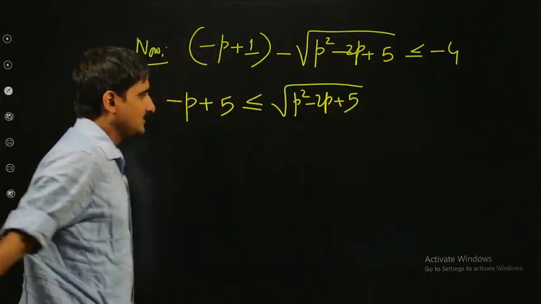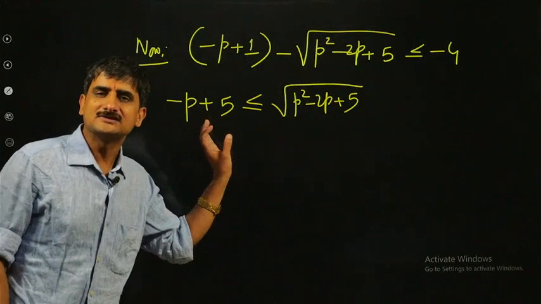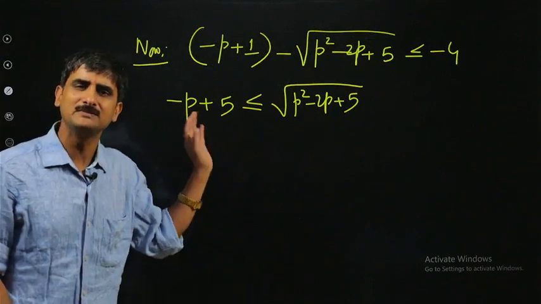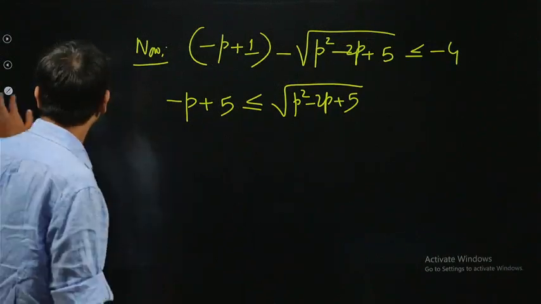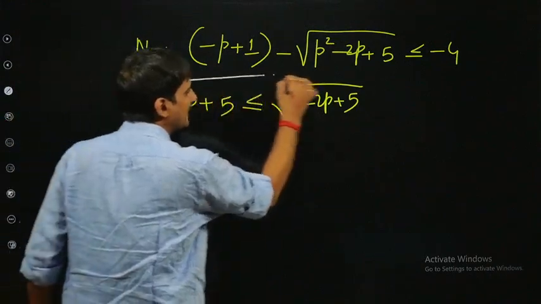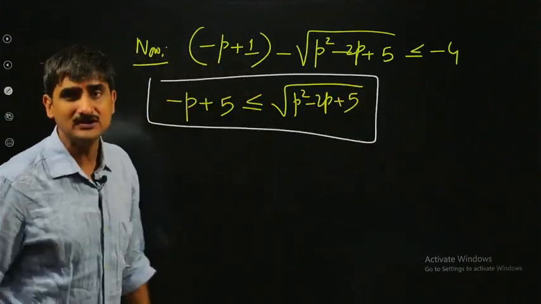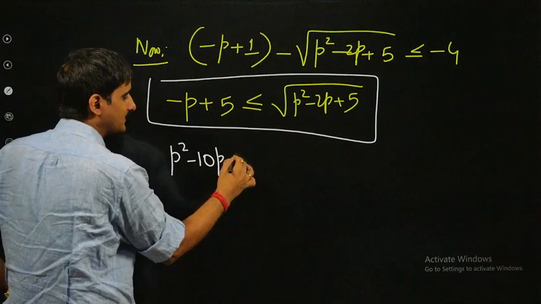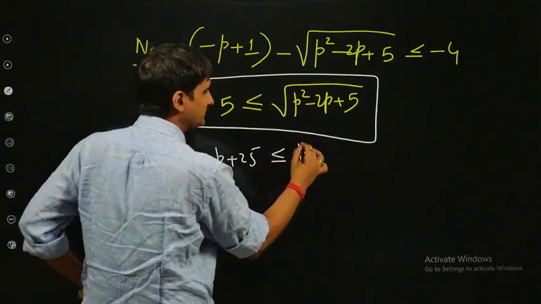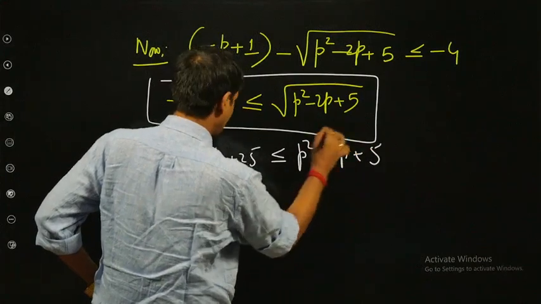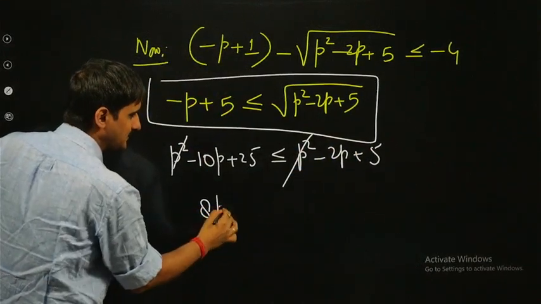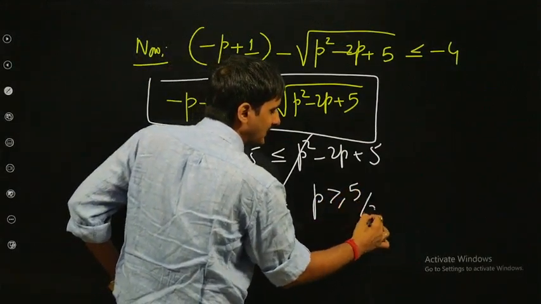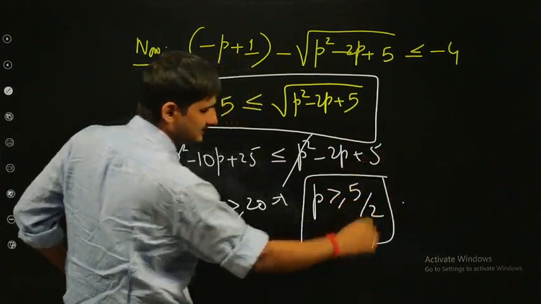Now see, this is positive and this is LHS. So LHS is less than a positive number, so that doesn't make any difference. It might be positive, it might be negative. So I don't feel any condition is required here before we square it. Squaring both sides, p square minus 10p plus 25 is less than or equal to p square minus 2p plus 5. That again gets cancelled. 8p is greater than or equal to 20. So p is greater than or equal to 5/2, and that's the condition.